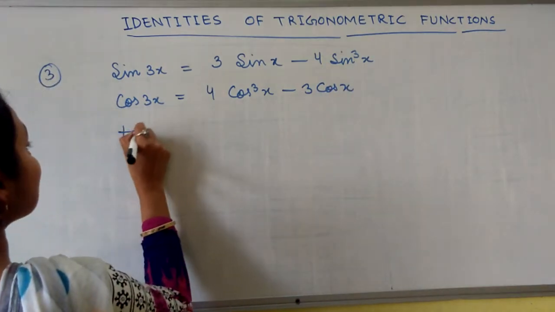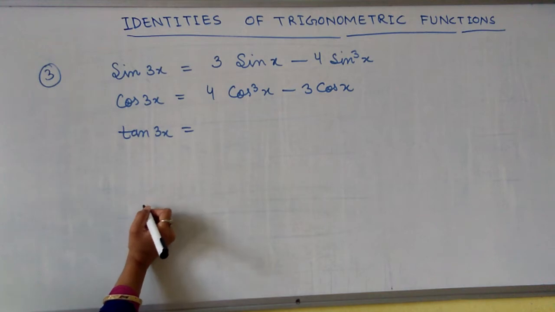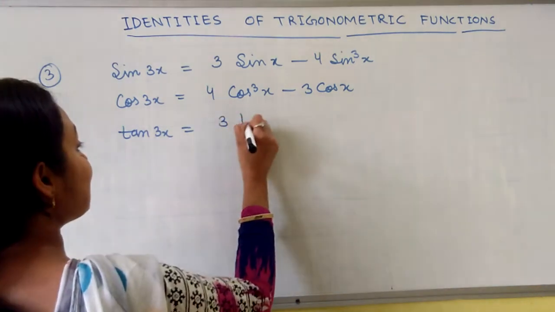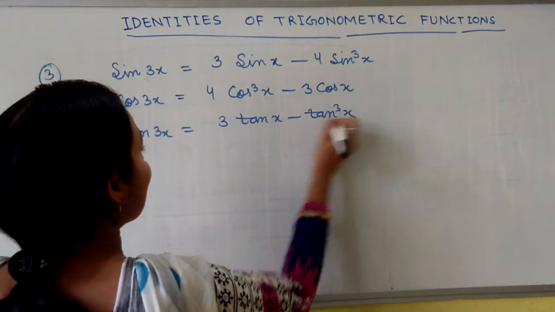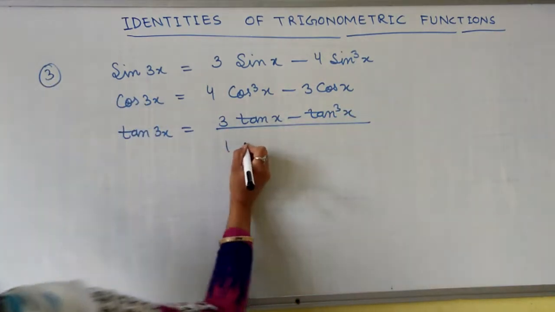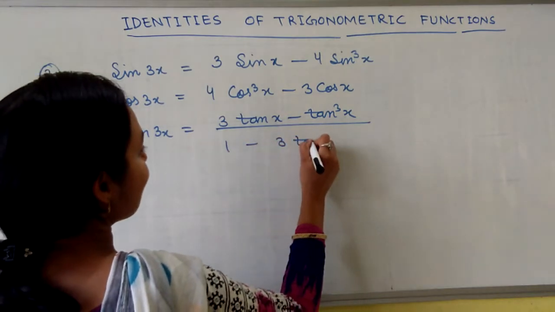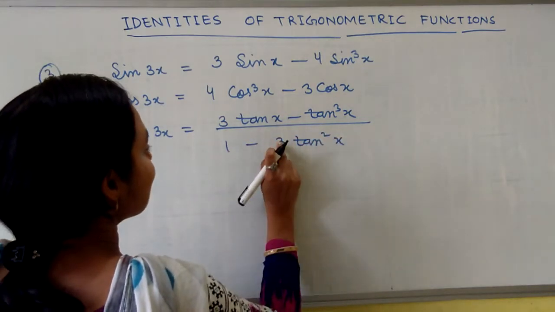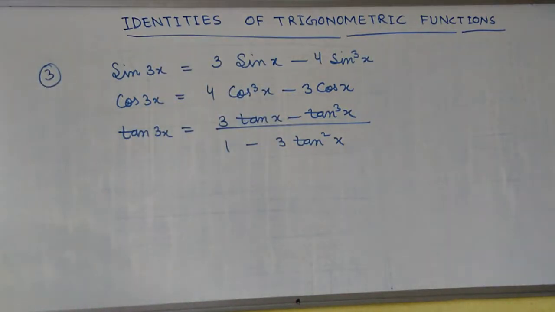We have a tan 3x formula also. That is equal to 3 tan x minus tan cube x divided by 1 minus 3 tan square x. So this is the third type of formulas.